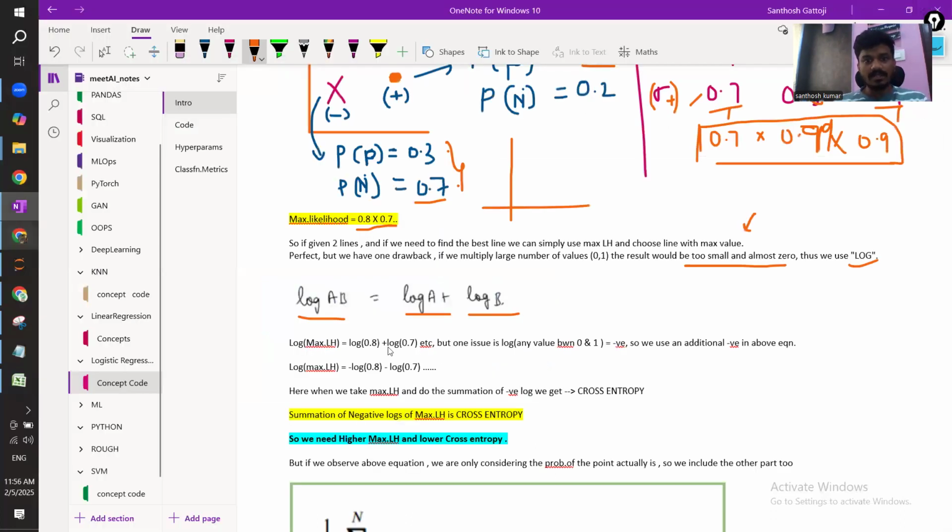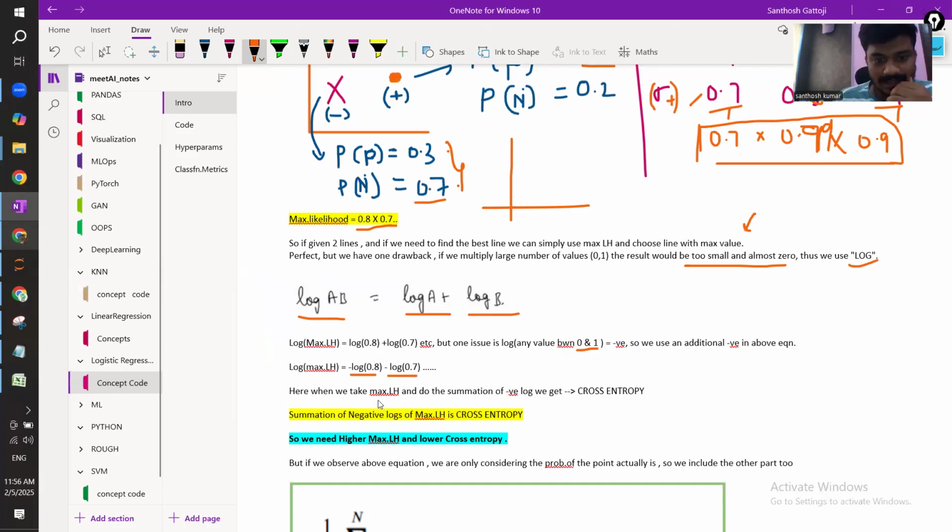So that means any value between 0 and 1, because our probabilities are between 0 and 1, if you put any value, it is negative. So to make it positive, we are using one more additional negative sign. So log of 0.8 will become minus log of 0.8, and this is also minus log of 0.7.